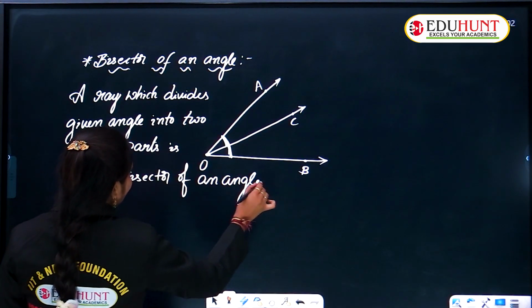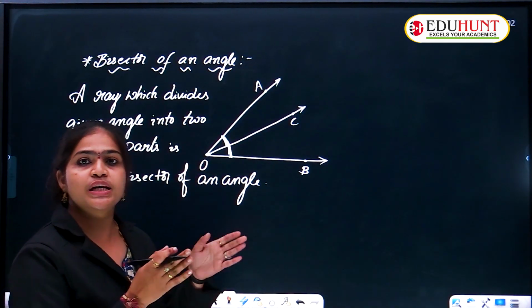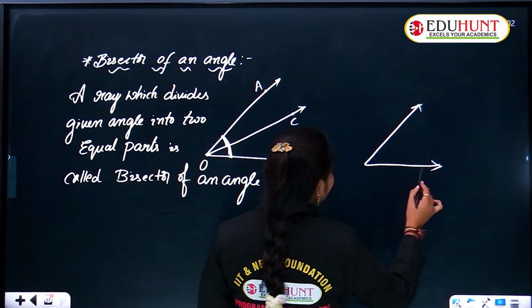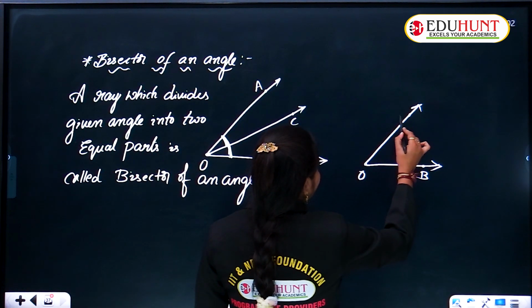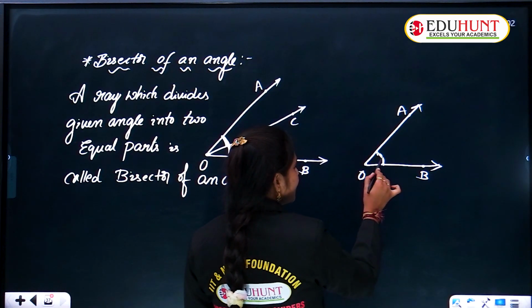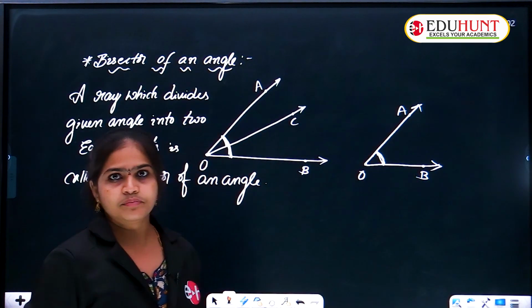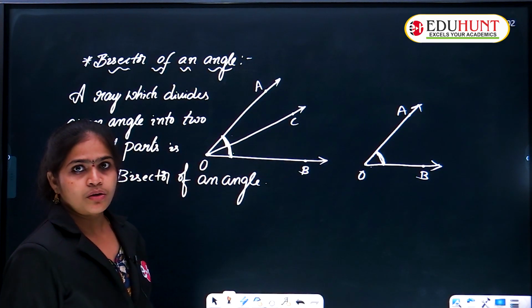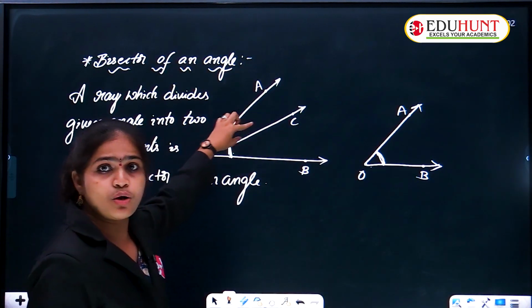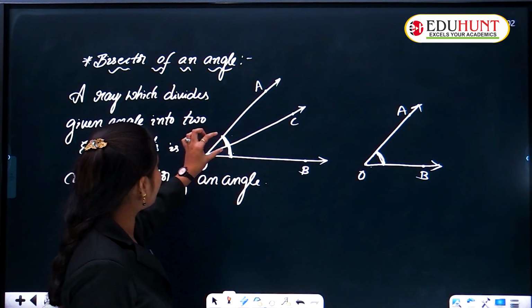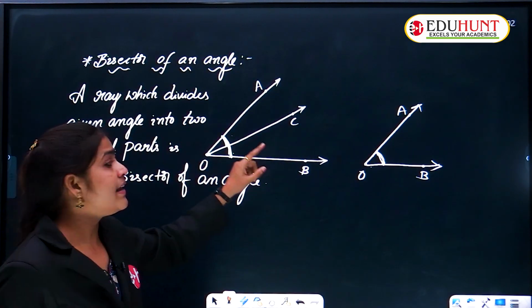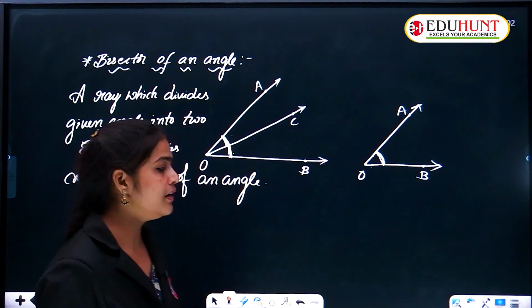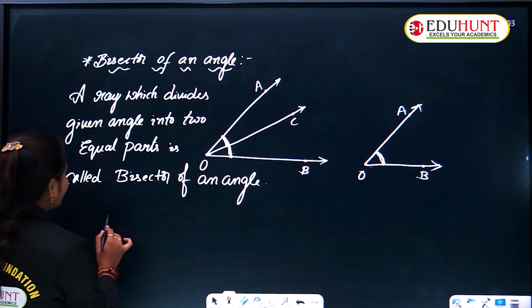This is called the bisector of an angle. Here we have one of the angles, the total angle, angle AOB. This angle is divided into 2 equal parts by the ray OC. The ray by which the angle is divided into 2 equal parts is considered the bisector of an angle. Understood?